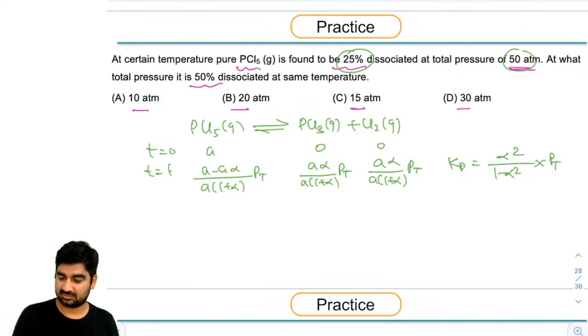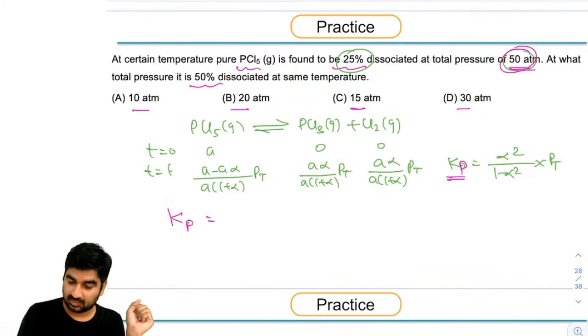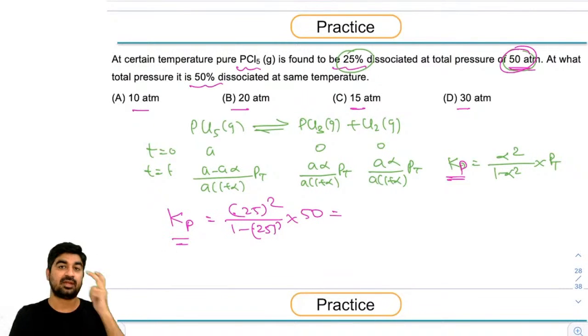Now do it. So again, total pressure is 50 and alpha is 0.25. So here you will be getting Kp. And now, guys, you are not changing the temperature at all.